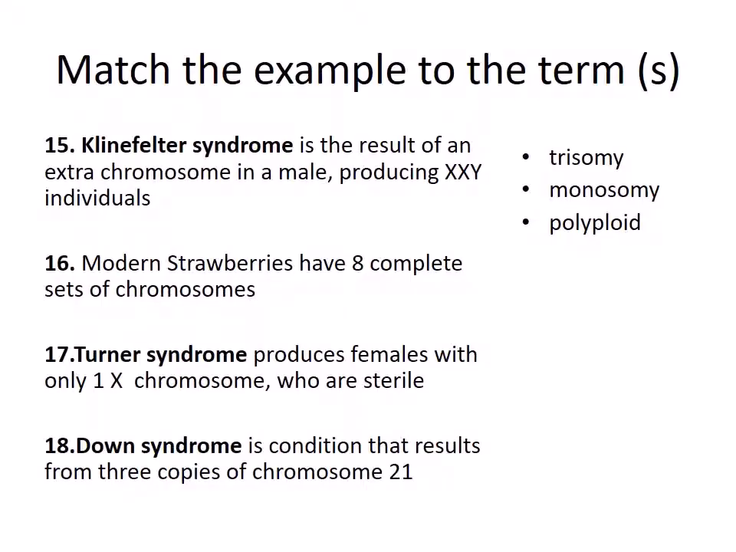Let's match the example to the term. Klinefelter syndrome is when there's an extra chromosome and it produces XXY individuals. That's going to be a trisomy because there are three sex chromosomes there. Number 16, modern strawberries have 8 complete sets of chromosomes. That's polyploidy, right? 8 is more than 2, so 8 is many, so polyploidy. Turner syndrome produces females with one X chromosome. If they have one X chromosome, mono, that's monosomy. And Down syndrome is a condition that results from three copies of chromosome 21, so that would be trisomy.